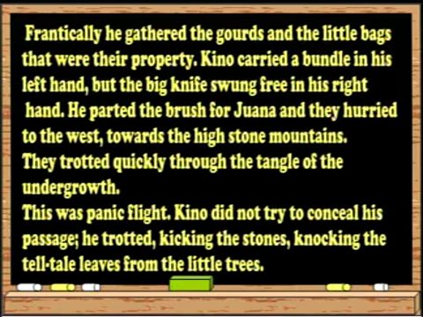Frantically, he gathered the gourds and the little bags that were their property. Kino carried the bundle in his left hand, but the big knife swung free in his right hand. He parted the bush for Juana, and they hurried to the west, towards the high stone mountains. They trotted quickly through the tangle of the undergrowth. This was panic flight. Kino did not try to conceal his passage. He trotted, kicking the stones, knocking the telltale leaves from the little trees.